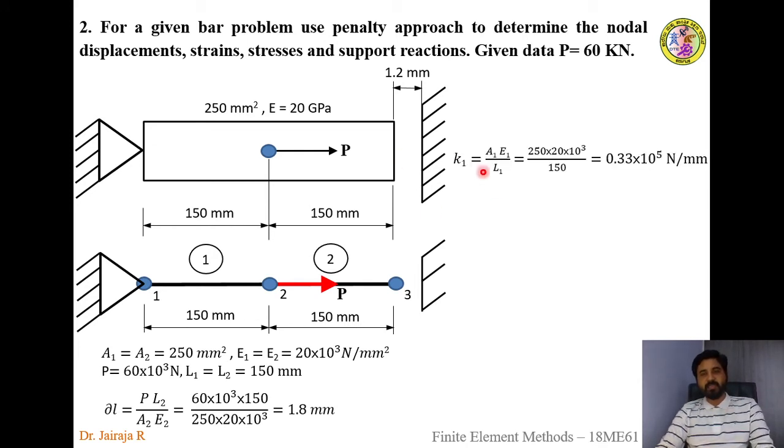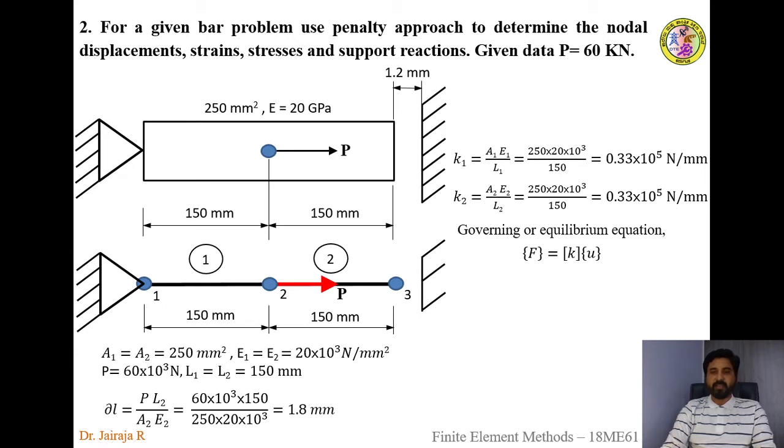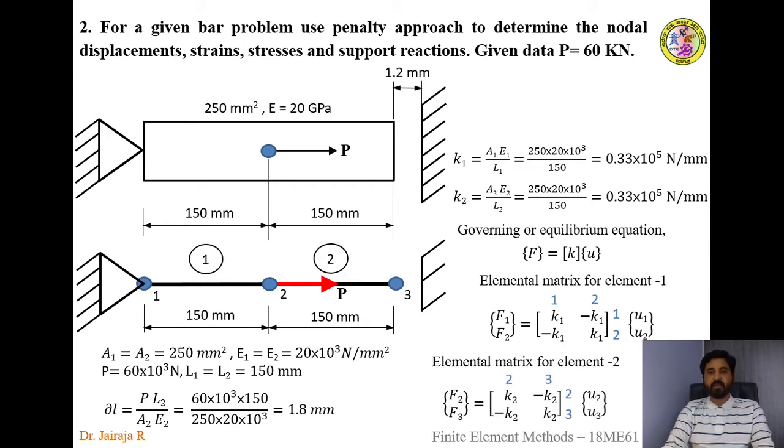First we need to find the stiffness of element 1. So K1 is equal to A1 E1 divided by L1, which is 0.33 into 10 raised to 5 Newton per mm. Both elements are made of the same material with the same length and area, so K2 and K1 are equal. K2 is 0.33 into 10 raised to 5 Newton per millimeter. We know the governing equation F is equal to K into U. This is the elemental matrix for element 1. Similarly, this is the elemental matrix for element 2.